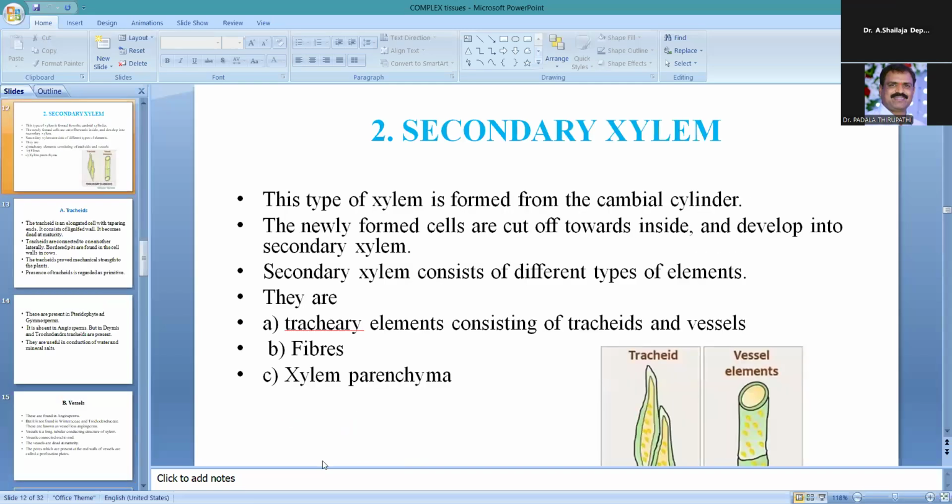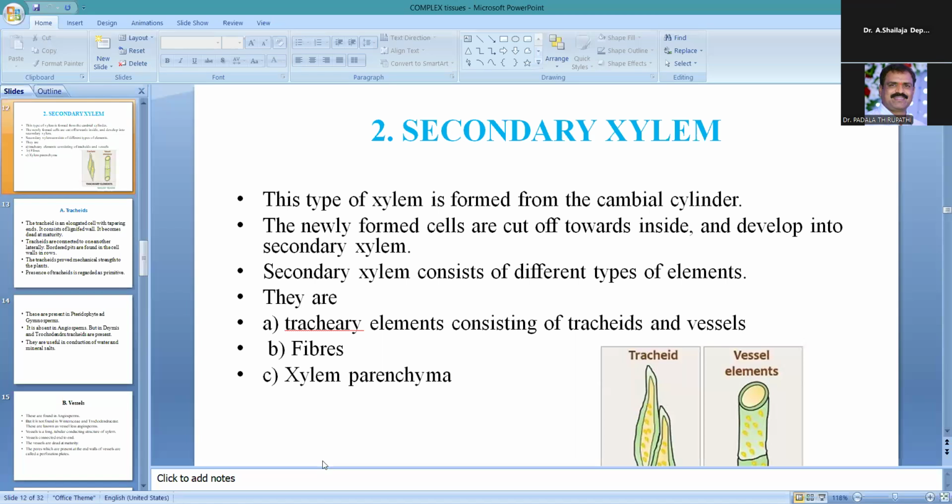Next, coming to the secondary xylem. So we have discussed the primary xylem up to here. And which one is called secondary xylem? This type of xylem is formed from the cambial cylinder. The newly formed cells are cut off towards the inside and develop into secondary xylem.